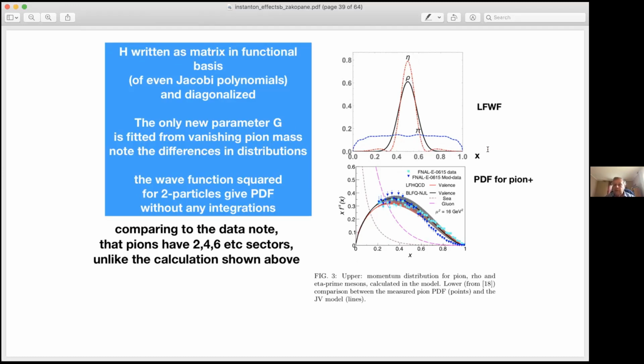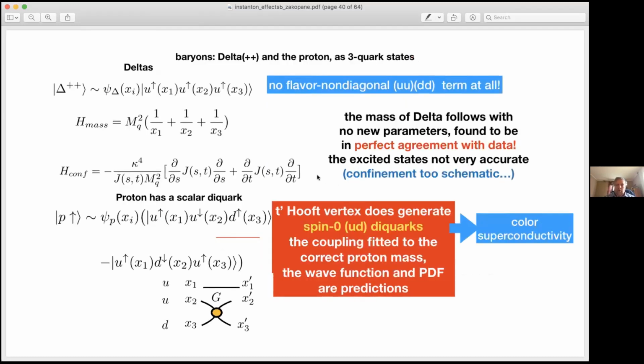Of course, we have experimental data for pion. For rho, we have indirect experimental data for existing. Anyway, it kind of worked. Now we go to baryons. The first baryon is delta. Delta plus is UUU. And you immediately realize that the 't Hooft operator cannot operate because it is U bar U, D bar D. So it is just this basic Hamiltonian again, all parameters are fixed. I diagonalize it.